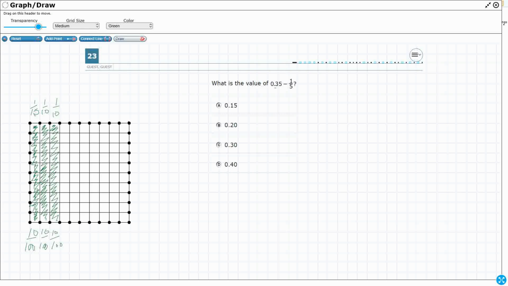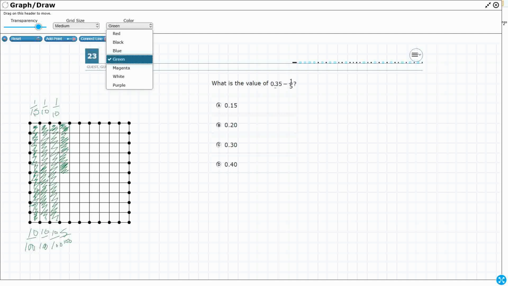Now that's 30. I need to get to 35. Let me just get right here. 1, 2, 3, 4, 5. Okay, so there's my extra 5 hundredths, not a full 1/10. So there's my 35 hundredths right there. Now, I need to subtract and take away 1/5. If I can figure out how to turn this into 1/5 or fifths and just take away one part of it, that's going to be good.